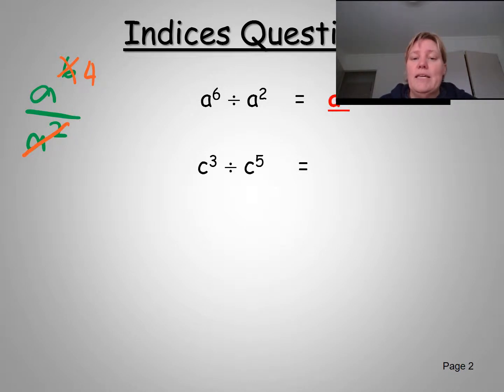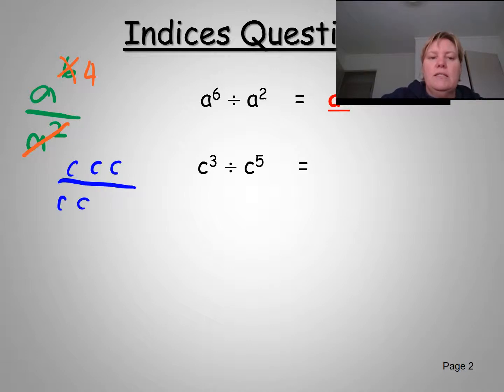Second one, C3 divided by C5. Now, this is the one that gets a little bit tricky, and I'm going to draw this out carefully for you. So this is C, C, C over C, C, C, C, C. Agreed? Okay, now knock them off and see what happens. Now, I would agree that there's C squared left, but have a look at where it is. It's on the bottom line. So, in fact, you can't move it up.